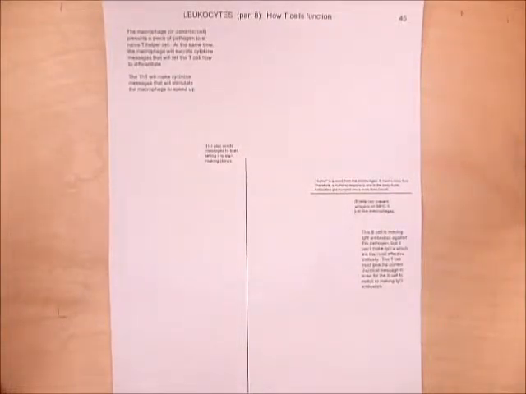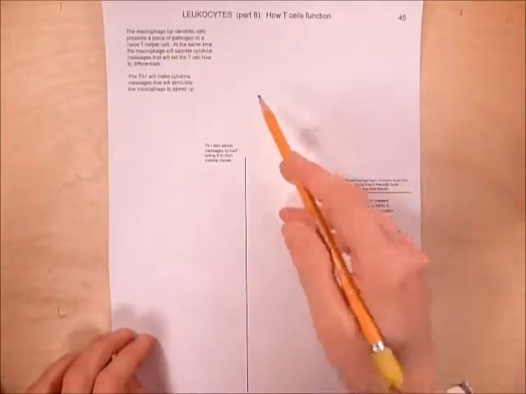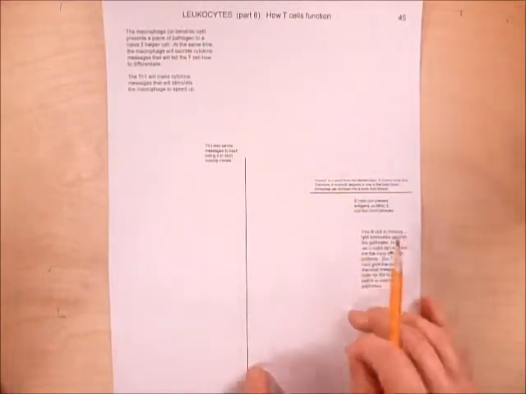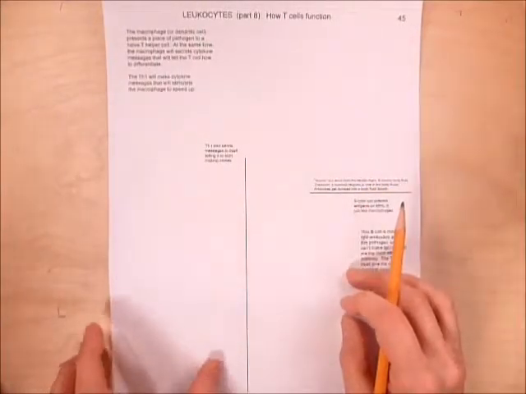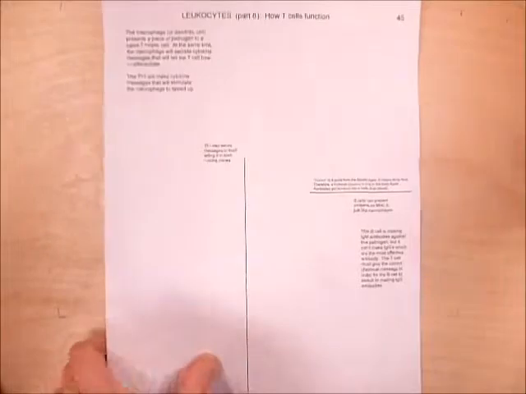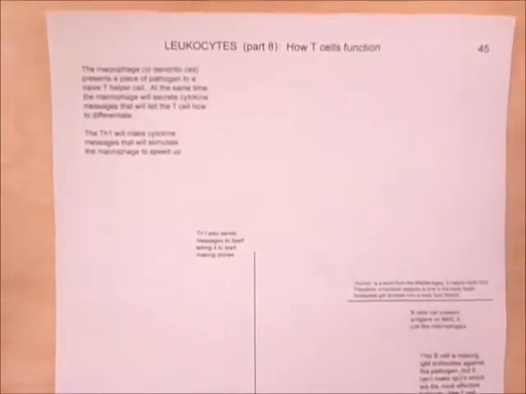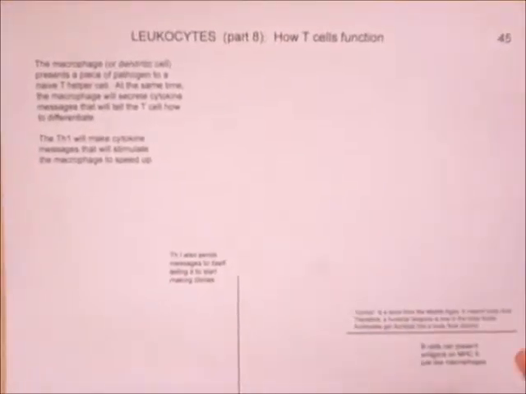This is drawing 45, leukocytes part 8, how T cells function. And this is going to have a lot of cartoons on it. You need to have this printed page so you have those lines in here, so you know where we're going. We'll start with this top part. I'll zoom in so we can hopefully read this.